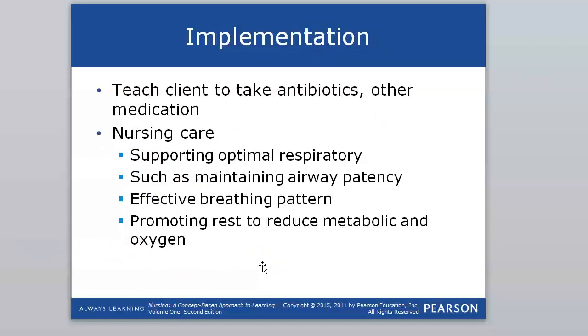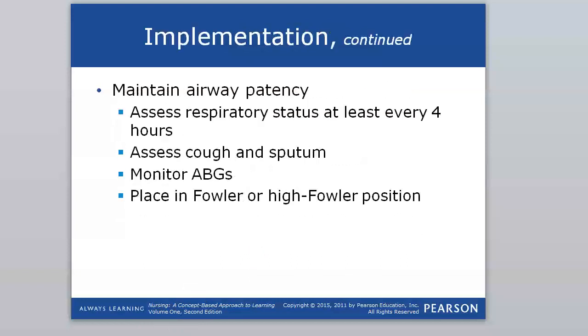They may be on antibiotics or other medications, again supporting optimal respiratory status such as maintaining airway patency, effective breathing pattern, and promoting rest to reduce metabolic and oxygen needs that they may unfortunately warrant to improve their respiratory status. Assess respiratory status at least every 4 hours. If they're in a critical care unit, they're probably going to be assessed every hour, assessing cough and sputum, monitoring ABGs, placed in Fowler's or high Fowler's position just so they are comfortable and not in any respiratory distress.